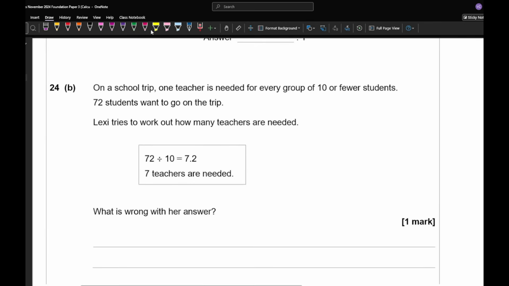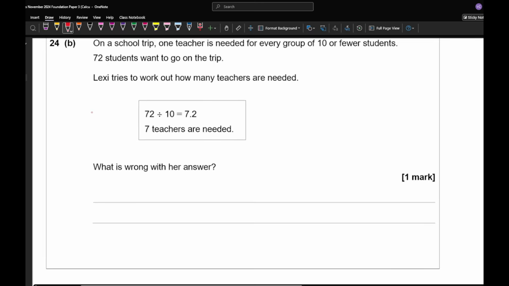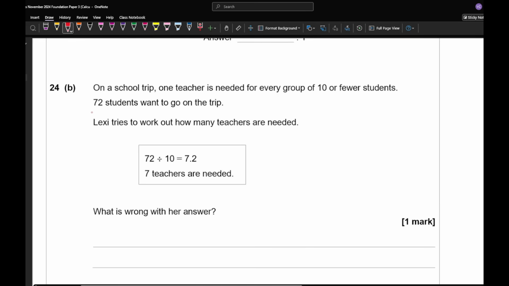Moving on to question 24b, it says that on a school trip, 1 teacher is needed for every group of 10 or fewer students. 72 students want to go on the trip. Lexi tries to work out how many teachers are needed, and she does 72 divided by 10, which is 7.2, and so 7 teachers are needed.